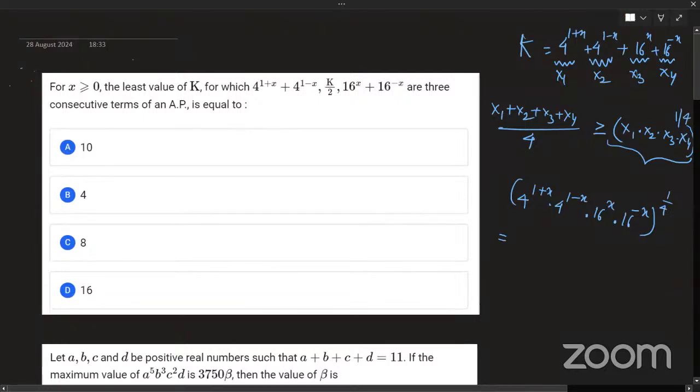Can anyone help me? No, it is not 1. It can be written as 4 square. Correct. So it is 4 square raised to 1 by 4. Everyone agrees? 4 square raised to 1 by 4 is 2. Correct. So this value is 2.